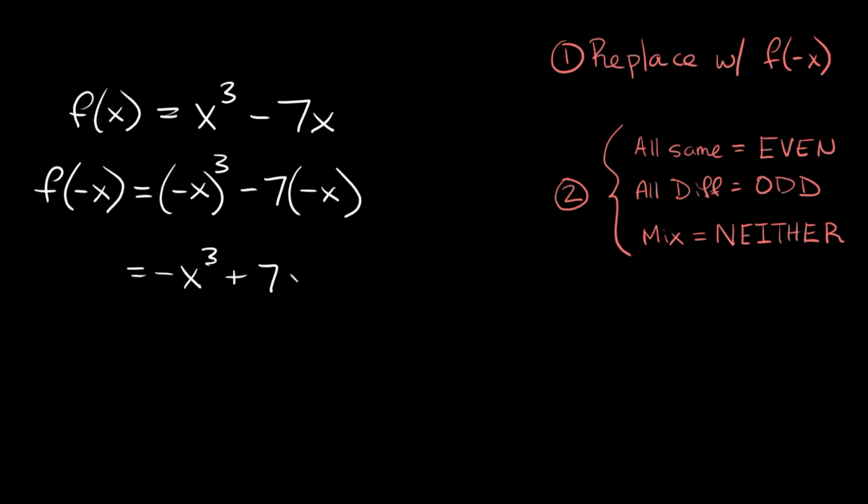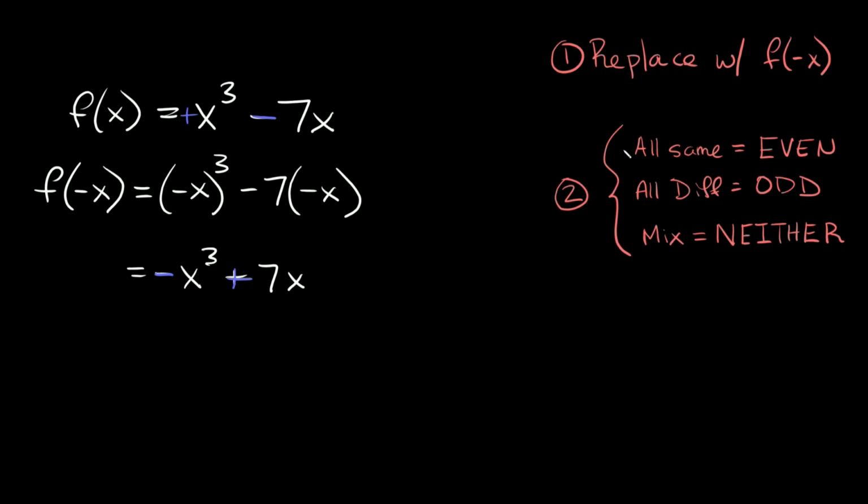So plus 7x, right? Now, the next thing we want to look at is our signs, right? So as you can see, we started with a positive x cubed and a negative 7x, right? And then we ended with basically the complete opposite. So a negative x cubed and a positive 7x.